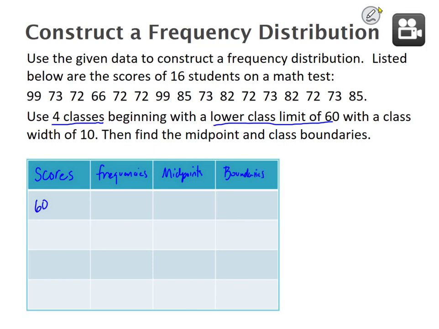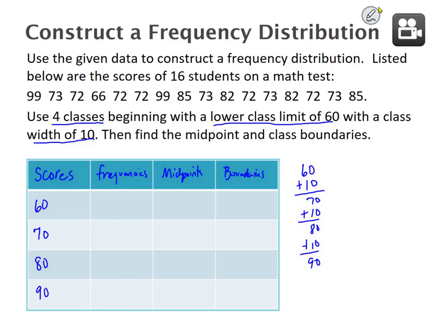So if we start with a lower class limit of 60, where do we go from there? The class width is 10, and if you'll remember, the width doesn't actually go across, it goes the distance to the next class. So if we add 60 plus 10 to get 70, 70 is now the lower limit of the next class down. And if we add 10 again to get 80, that's the lower limit of the third class down. And if we add 10 again, we get 90, and that's the lower limit of the fourth class.